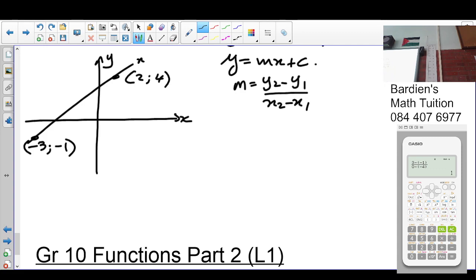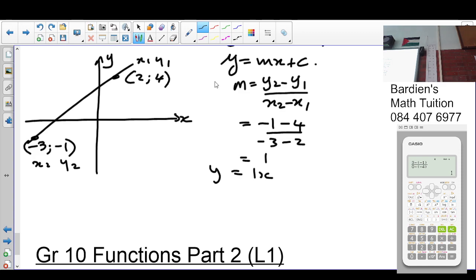If you make this x1, y1, x2, y2, let's go with it: -1 minus 4 over -3 minus 2, which is -5 over -5, which is 1. So y is equal to 1x plus c. Now you see the c is your y-intercept.